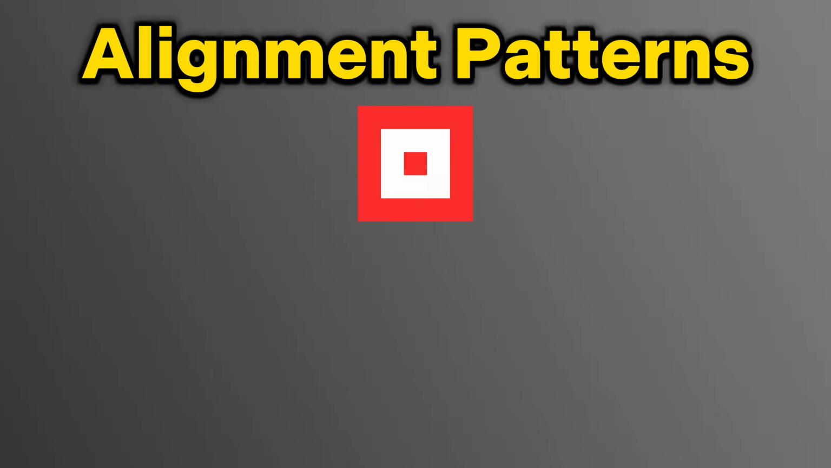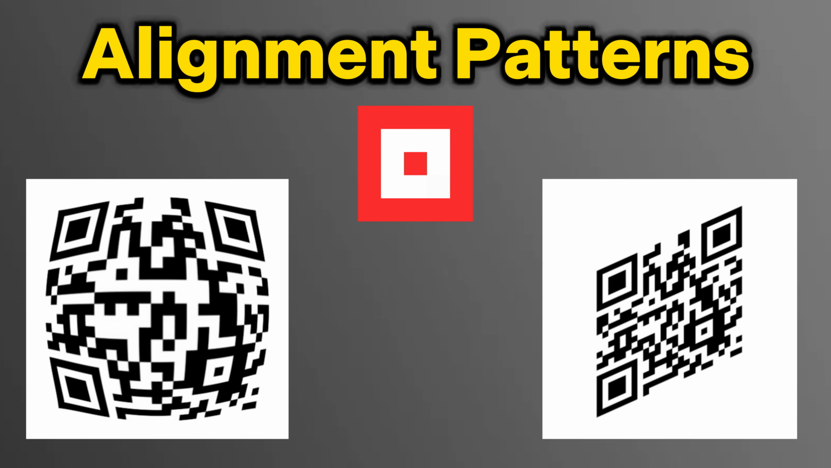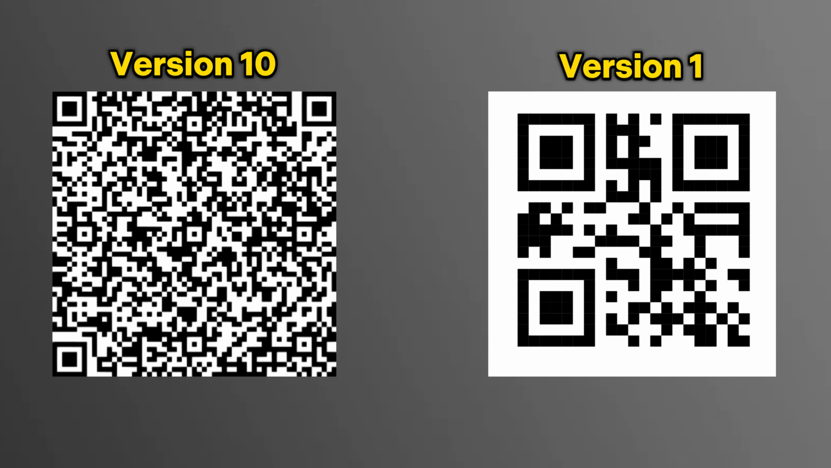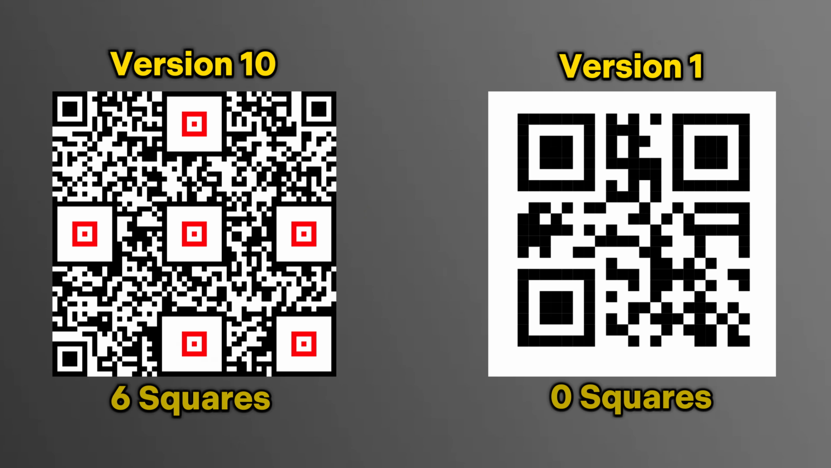You may have also noticed a smaller square closer to the center. These squares are called alignment patterns. Whenever a QR code is distorted or at an angle, the scanner will look for an alignment square and use it to rescale the QR code back into a square. Depending on the QR code's size, it may have multiple alignment squares or none. Together, these squares will help the scanner read the code no matter where it is.